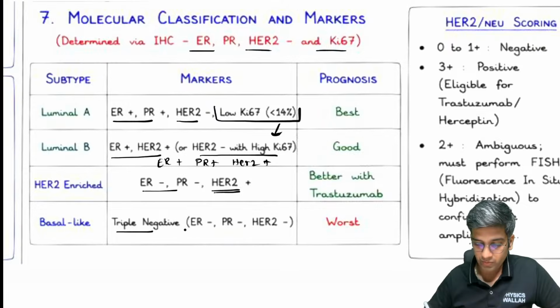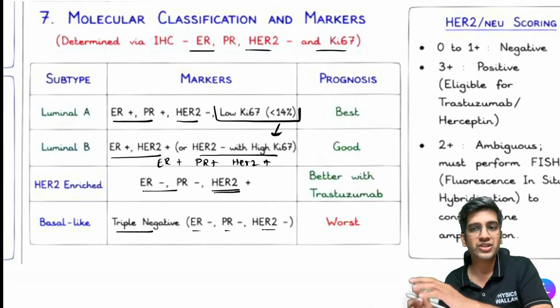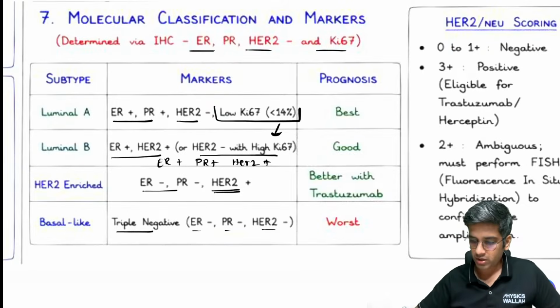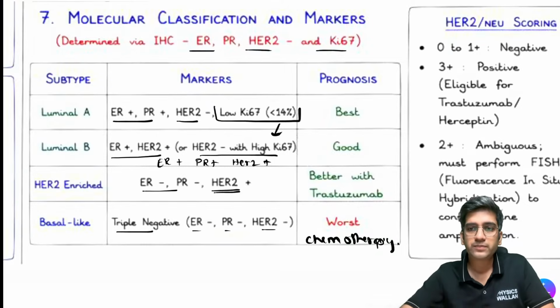Third is triple negative, which is ER negative, PR negative, HER2 negative. One of the worst prognoses, because here we can do only chemotherapy. We can give cisplatin-based chemotherapy here. Hormonal therapy will not work here. So obviously the prognosis is worst. Fine.